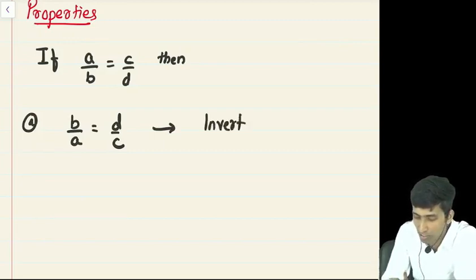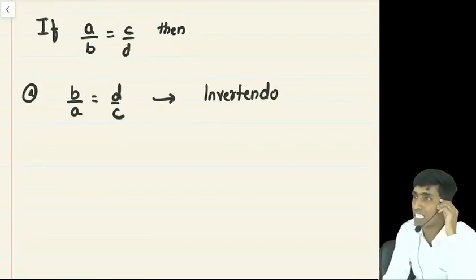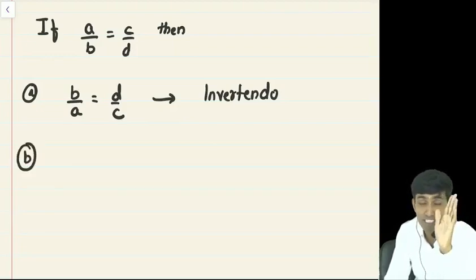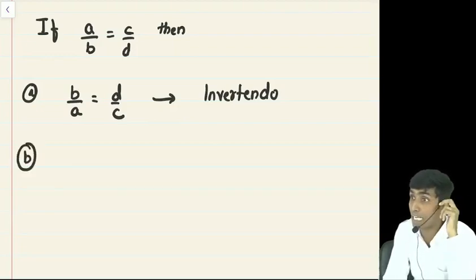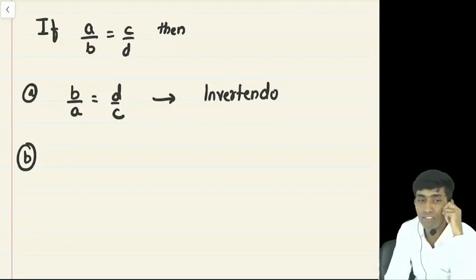Invertendo. Means if something is in proportion, we take the inverse. It is called invertendo. Understood? Second one, keeping that first thing constant, A by B is equals to C by D. If that is the ratio, A by B is equals to C by D, and if you invert it, B by A is equals to D by C, then it is called invertendo.